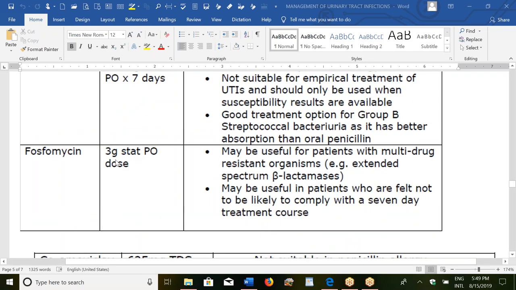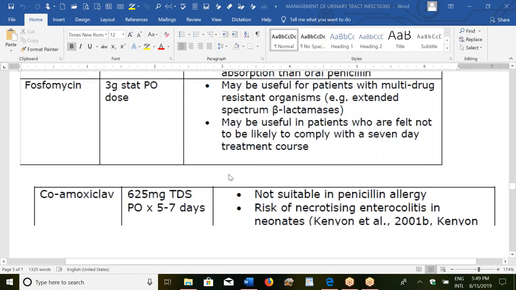better results. Then you can give phosphomycin. It may be useful for patients with multi-drug resistant organisms. Just remember, if she has extended spectrum beta lactamases, then you will give phosphomycin. It may be useful in patients who are felt not likely to comply with a 7-day treatment course because you are giving it stat.